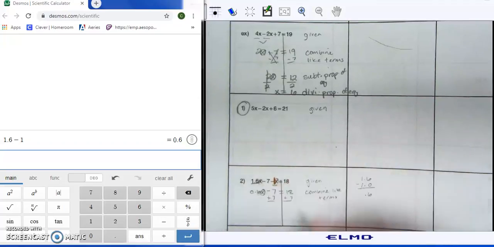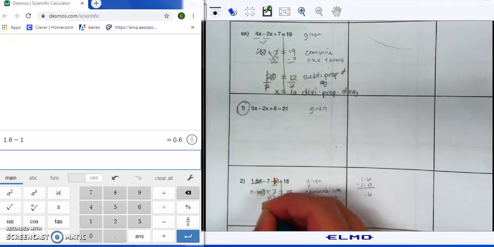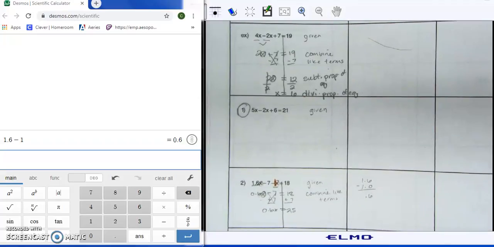Now, I won't work that one out in the calculator. I think that you can do that one in your head. Let's see, minus 7 plus 7 cancels out to 0. I have 0.6x equals, and when I add those together, if you need to use the calculator, I suppose you could, but you do get 25. And again, on the calculator, I can just click clear all, and then we click 18, and we click add 7, and we get 25.